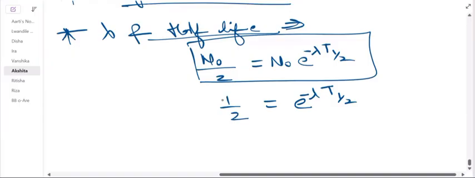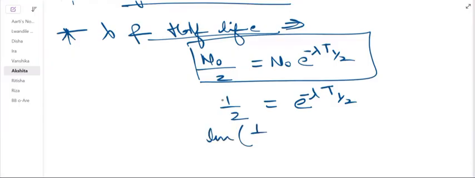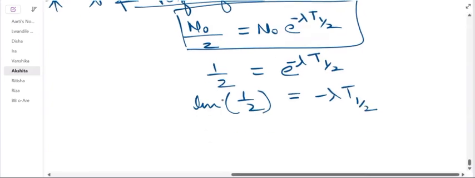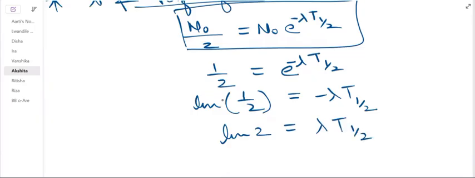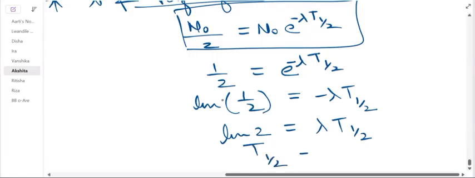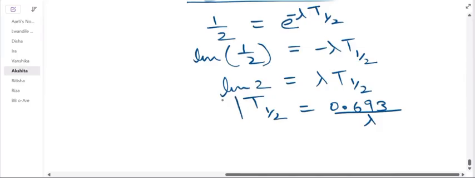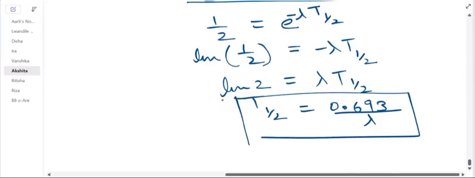As we have to convert this exponential part, I will take ln on both sides. So ln of half is equal to minus lambda t half. So I will get ln of 2 is equal to lambda t half. Correct? Okay. So that means t half, if I need to find it, will be 0.693 over lambda. So half-life and decay constant, this is the relation. Understood? Okay. Let's do one exemplar question for this.